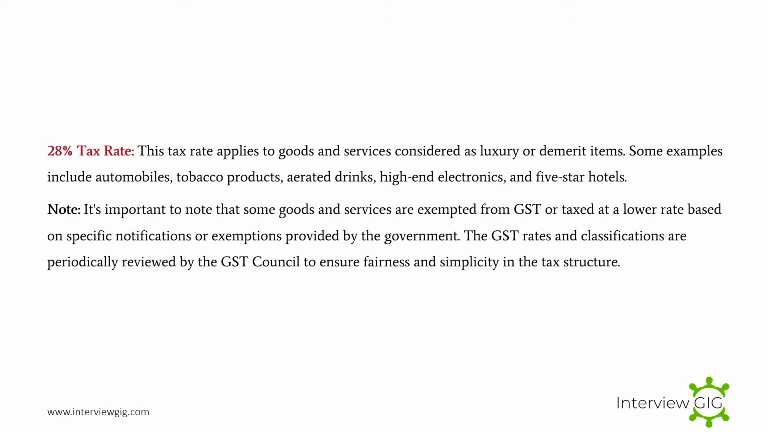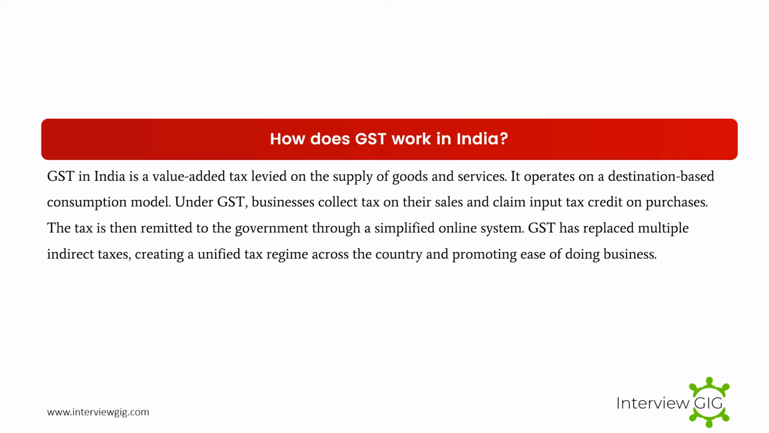It's important to note that some goods and services are exempted from GST or taxed at a lower rate based on specific notifications or exemptions provided by the government. The GST rates and classifications are periodically reviewed by the GST Council to ensure fairness and simplicity in the tax structure. How does GST work in India? GST in India is a value-added tax levied on the supply of goods and services. It operates on a destination-based consumption model. Under GST, businesses collect tax on their sales and claim input tax credit on purchases. The tax is then remitted to the government through a simplified online system. GST has replaced multiple indirect taxes, creating a unified tax regime across the country and promoting ease of doing business.